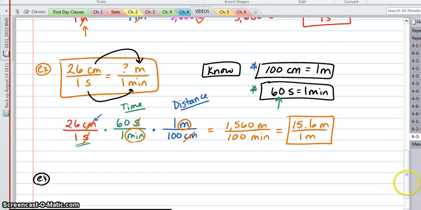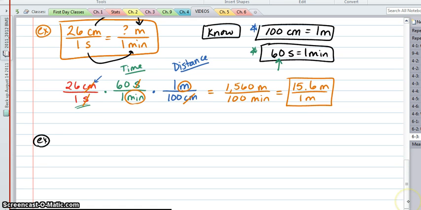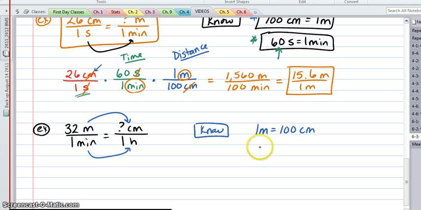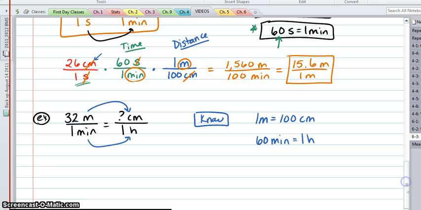Okay, so in this case, we have 32 meters per 1 minute, and I want to know how many centimeters this is per hour. So let's just focus on what we already know. I want to go from meters to centimeters, so I can use the same 1 meter equals 100 centimeters from before. That works out pretty nicely. This time I want to convert minutes into hours. So what's the basic fact? 60 minutes is in 1 hour.